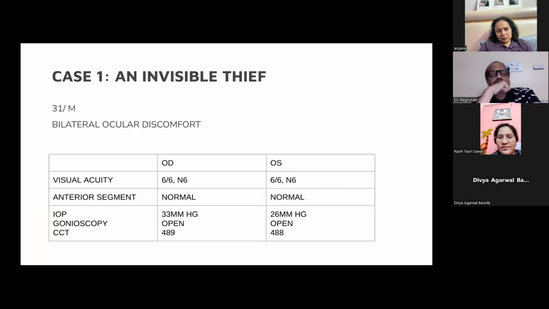So case one is a case of an invisible thief. A 31-year-old male came to me with bilateral ocular discomfort, and vision is normal. The pressures are high, 33 and 26 millimeters of mercury. The central corneal thickness is on the lower side. Gonioscopy shows open angles in both eyes.